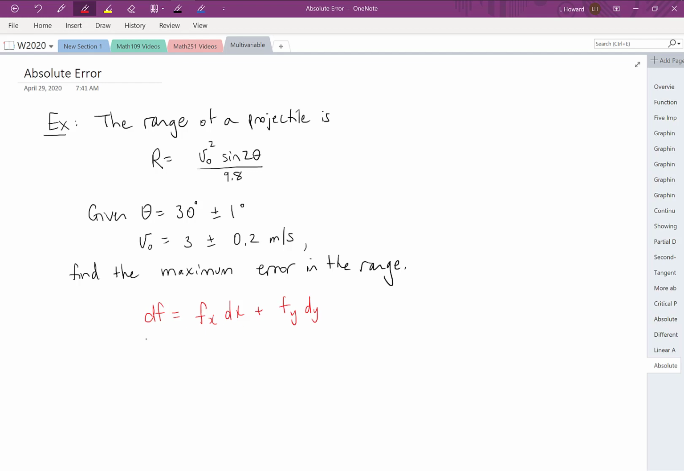Now in this problem, the notation is a little bit different because our function is not f, it's r. So we're going to say dr. And r depends on two variables, which are the angle and the initial speed. So we're going to say r sub v0 times dv0 for our first term, and then plus r sub theta times d theta. So that gives us the differential of r. And that's what's going to speak to the absolute error in the range.